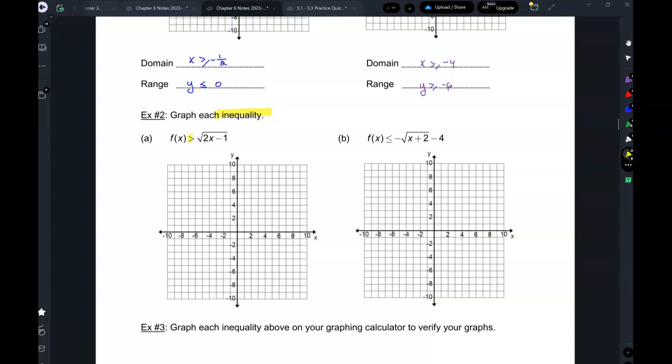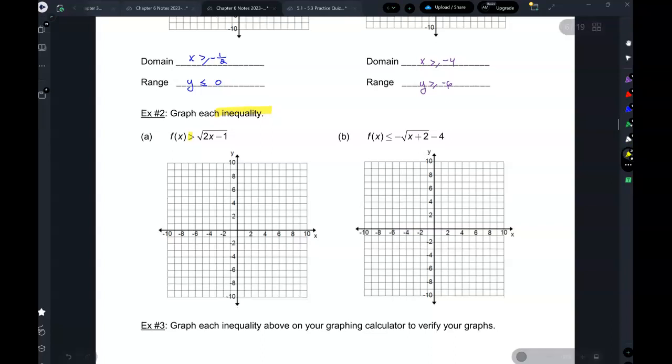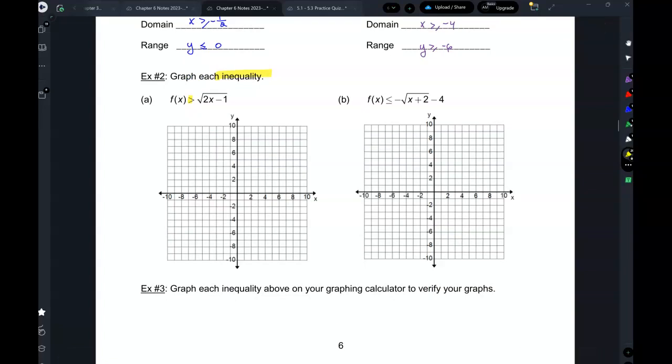Okay, so let's pick some points here. Where is the end point for this? X equals what? 1/2. Okay, now, it's x equals 1/2. Do you see how this is greater than and not greater than or equal to? If we were graphing something on a number line, that would get an open circle, correct? Yes. So that end point at x equals 1/2 should get an open circle.